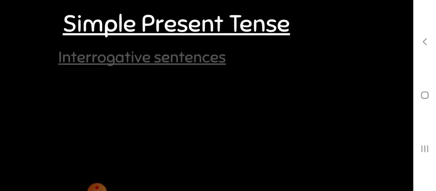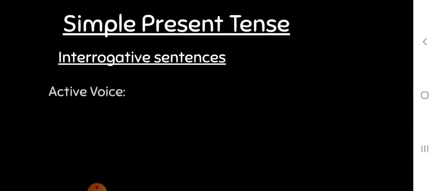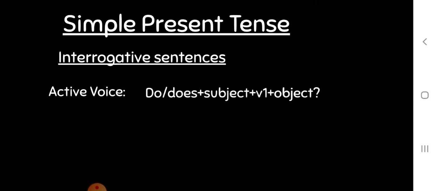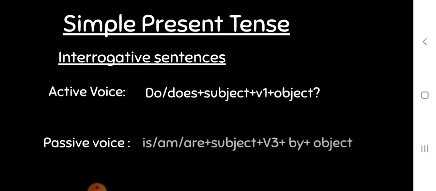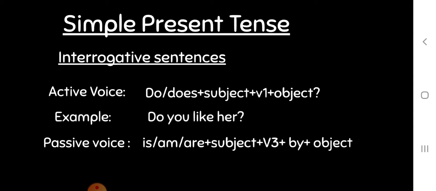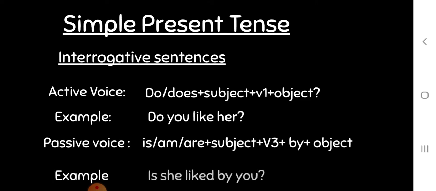Now, if we have interrogative sentences in simple present tense, the active voice will be do, does plus subject plus the first form of the verb plus object. The passive will be is, am, are plus subject plus V3 plus by plus object. Let's take an example. Do you like her? The passive will be is she liked by you.